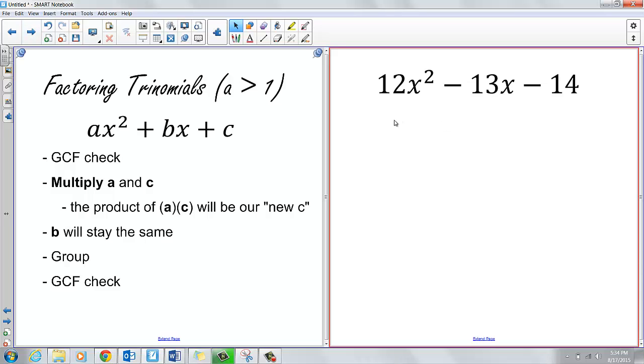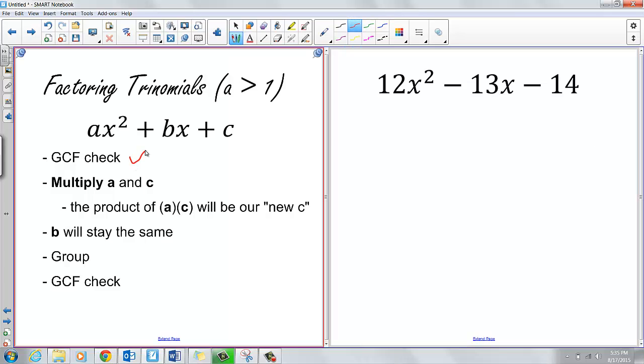Okay, first example, 12x squared minus 13x minus 14. I'm trying to do some somewhat difficult problems just so we will be able to tackle the difficult ones and the easy ones will be easy. So first off, we want to do step 1, a GCF check. Do any of these have a value in common? And you should be saying no, they don't. So okay, we checked our GCF.